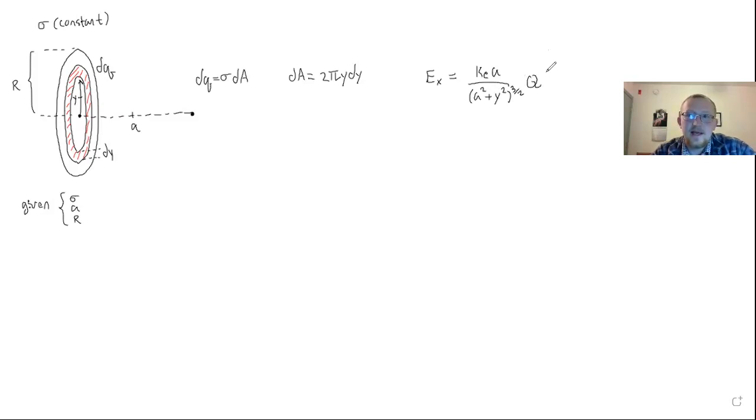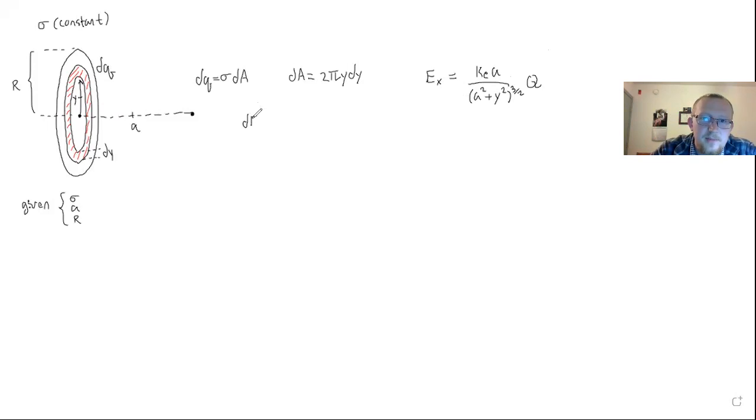In this case, we're not really interested in the total charge, we're interested in the little charge dq. Remember, the y contributions all cancel out for every ring of charge, just like in the last problem. So really E_x is just E in this case. It happens to point in the x direction.